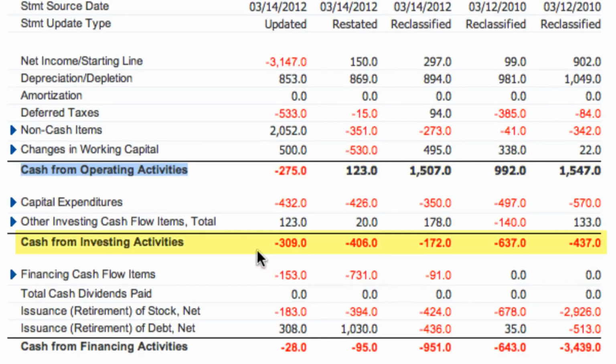Now, when we go down to the cash for the investing activities, you'll see that it's negative 0.4, negative 0.6, negative 0.6, negative 0.1, negative 0.4, and negative 0.3. You can see that it's kind of remained neutral, and they've been investing in pretty much the same thing, which is probably their inventory. And so that's a fairly standard number.